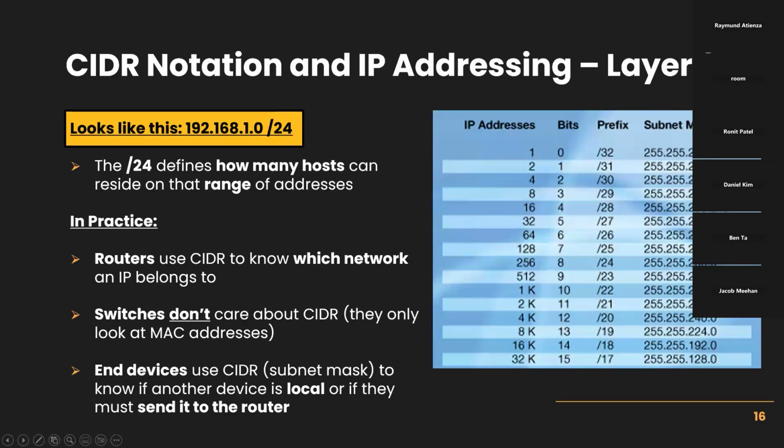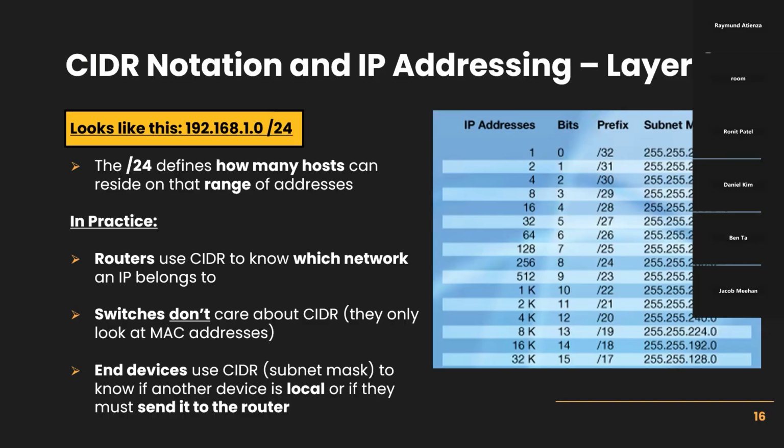All right, so now I'm going to go over CIDR notation. Normally when you set up an IP address or when you're talking about it in networking in general, you see it like this: 192.168.1.0/24. You always see the slash value. This defines how many hosts can reside on that range. As you can see on the side, that slash value is how many bits, and how many IP addresses actually fall under that range.